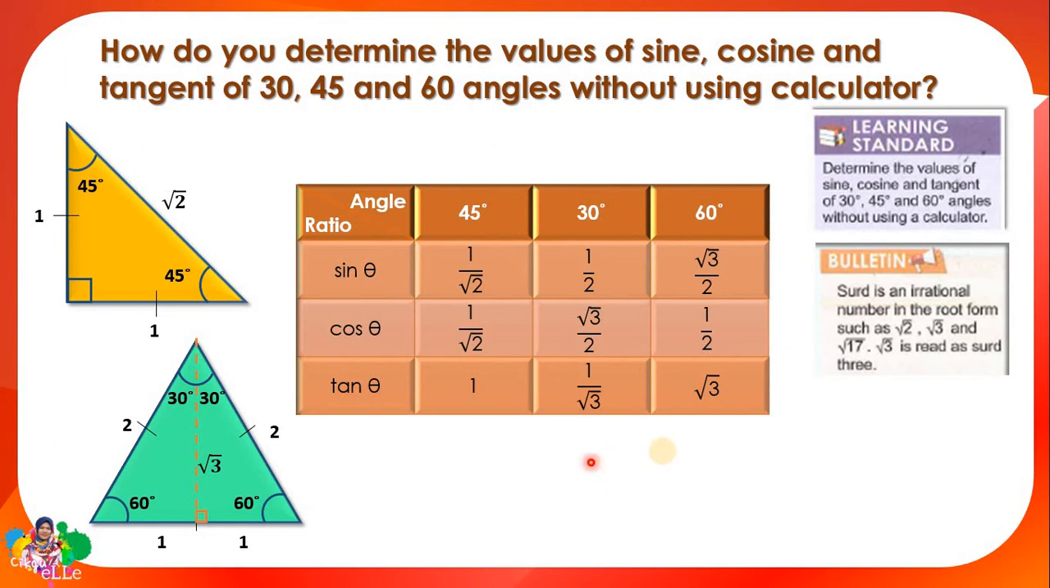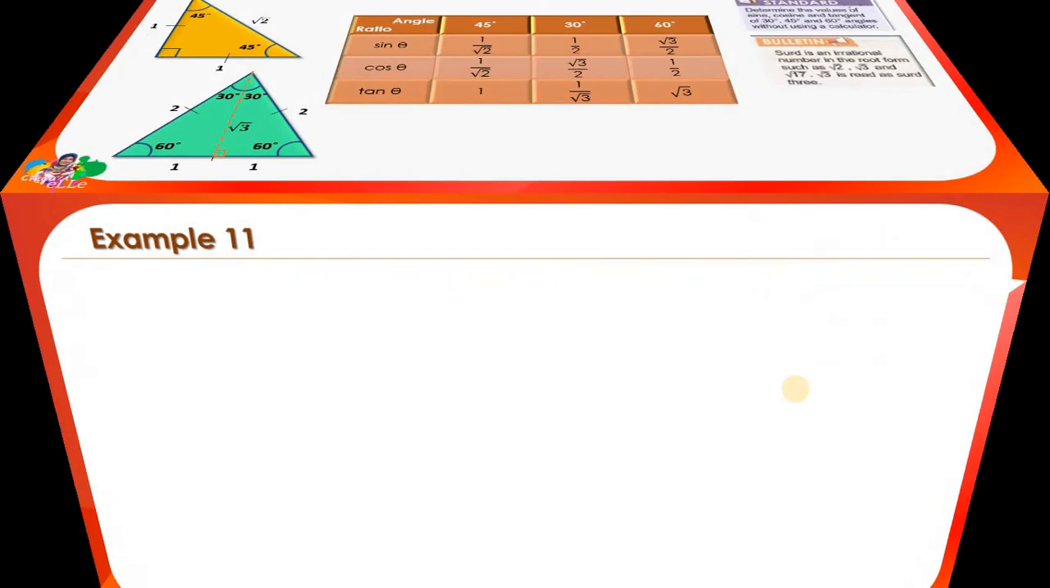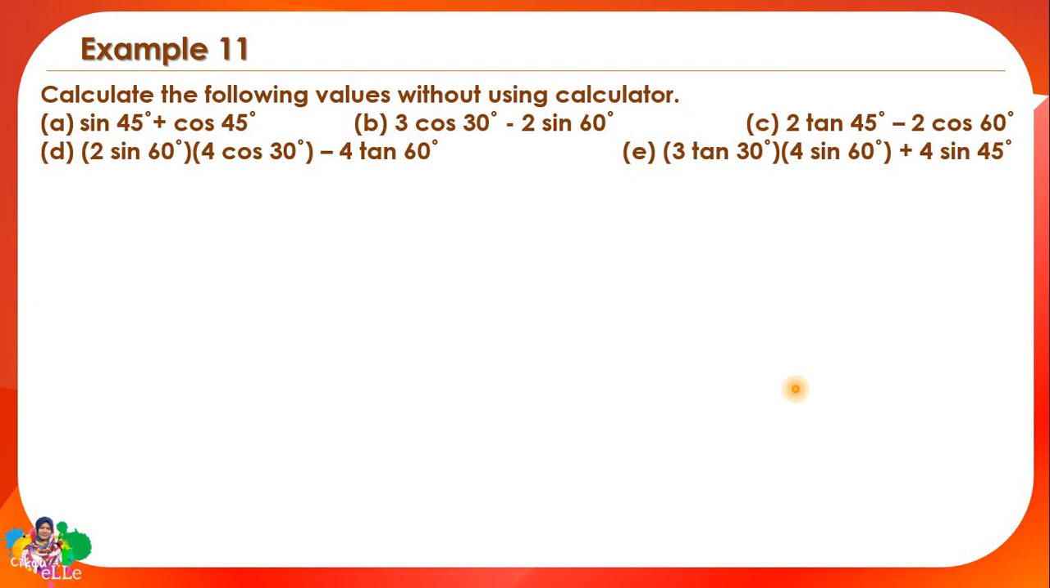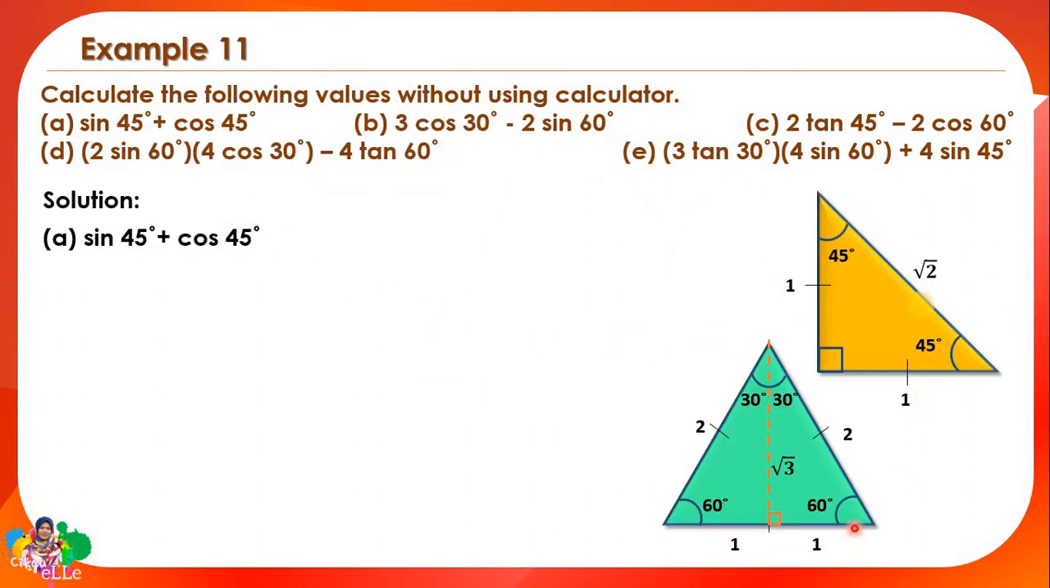So now look at example 11 in your textbook. Calculate the following values without using a calculator. Remember, without using a calculator. So you cannot use a calculator to find the values. Now, look at A. Sine 45 plus cos 45. So how to find it? Do you remember the values of sine 45 and cos 45? If you do not remember, use this triangle.